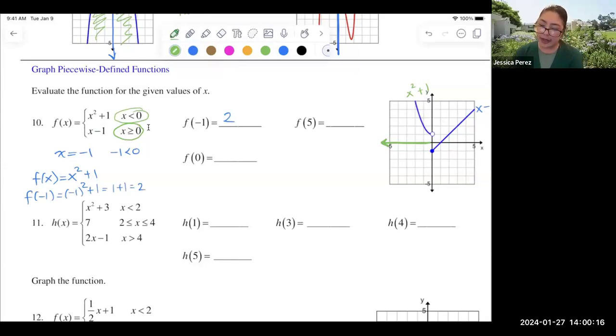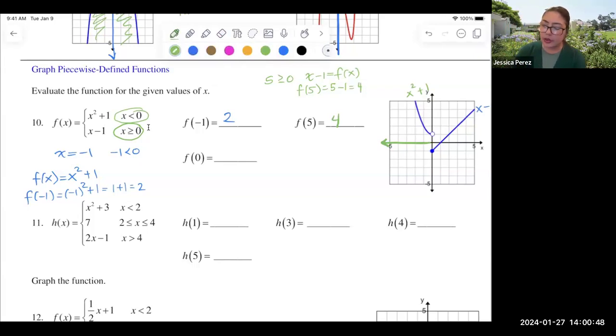Now, what is f of 5? So 5 is greater than or equal to 0. So I'm going to plug it into the x minus 1. So f of 5 equals, sorry, 5 minus 1, because that's what I'm evaluating. I'm getting ahead of myself. So that's 5 minus 1, which is 4. So when you're evaluating, you need to know which function the value lives in.